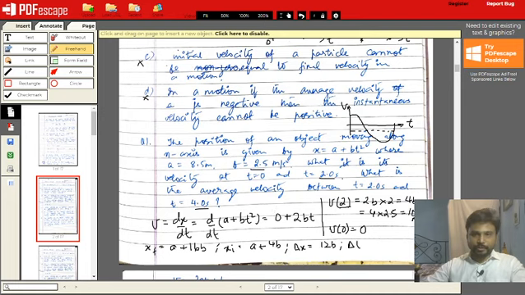The time interval is 2 seconds. That means the average velocity is 12b upon 2, that is 6b. This is v average, can be written like this also. So this is v average, and 6 times 2.5 is 15 meters per second.